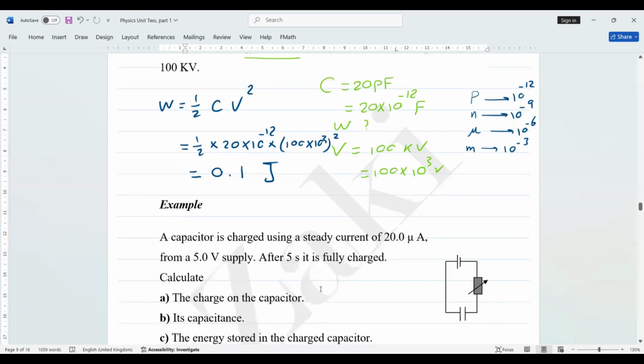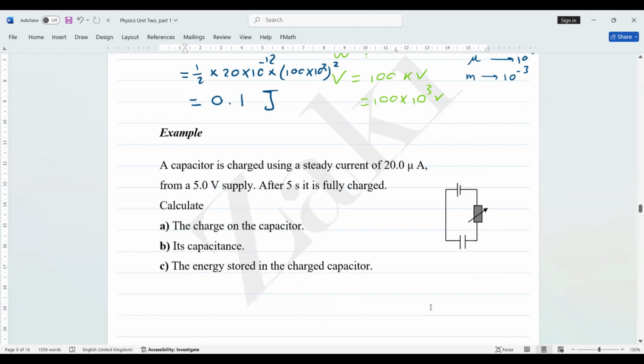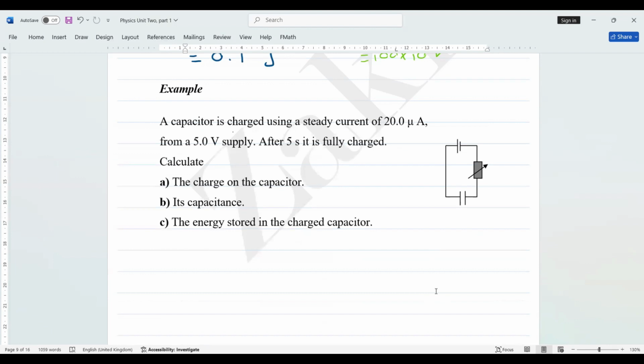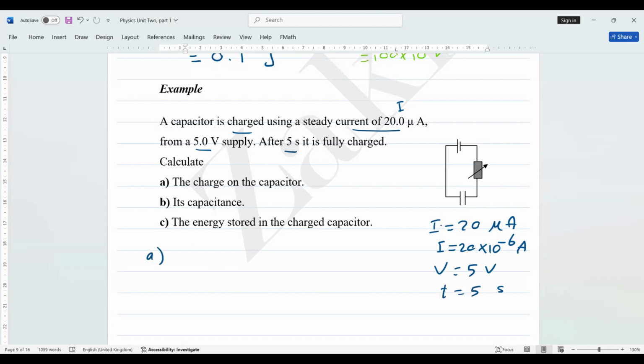Now, try to solve this example, please. Or I solve with you because of the time. A capacitor is charged using a steady current. The given is I, which is 20 microampere. We have to convert it to ampere: 10 power negative 6 to be in ampere. From a 5 volt supply, V equals 5 volt. After 5 seconds, this is the time, it is fully charged. Calculate the charge. We need Q.